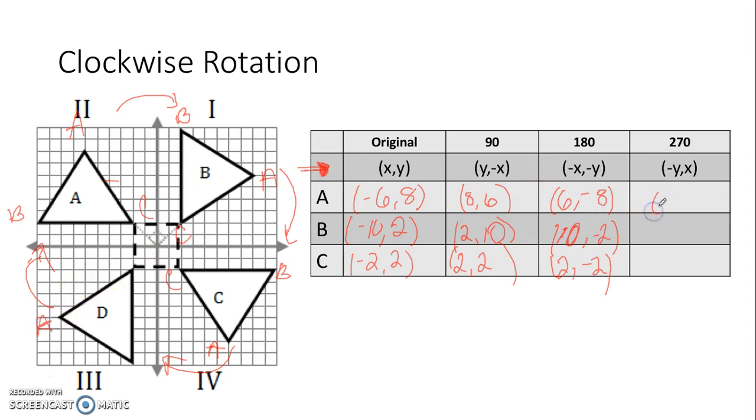Once again, we're going to realize that they're both negative. So it's going to be negative 8, negative 6. And we can see that this is indeed negative 8, negative 6. Once again, they're both negative, but you've got to switch the order. So negative 2, negative 10. And last but not least, we have negative 2, negative 2. So those are some ways that we can think about a clockwise rotation. Okay?